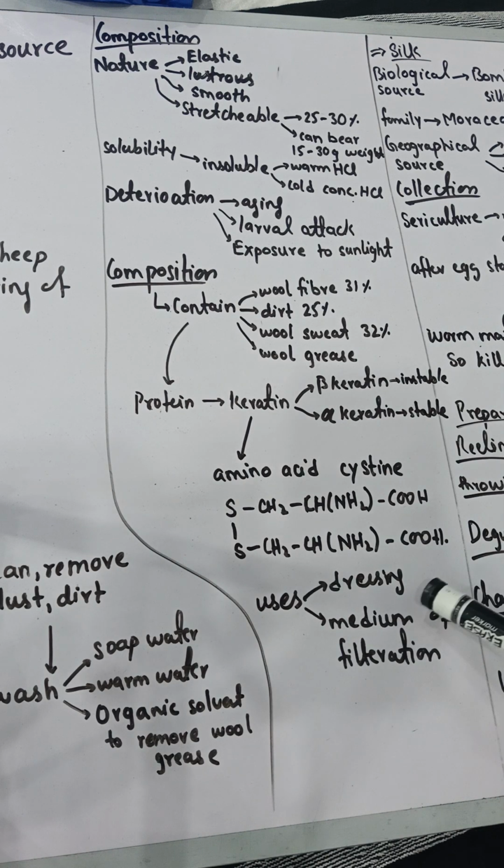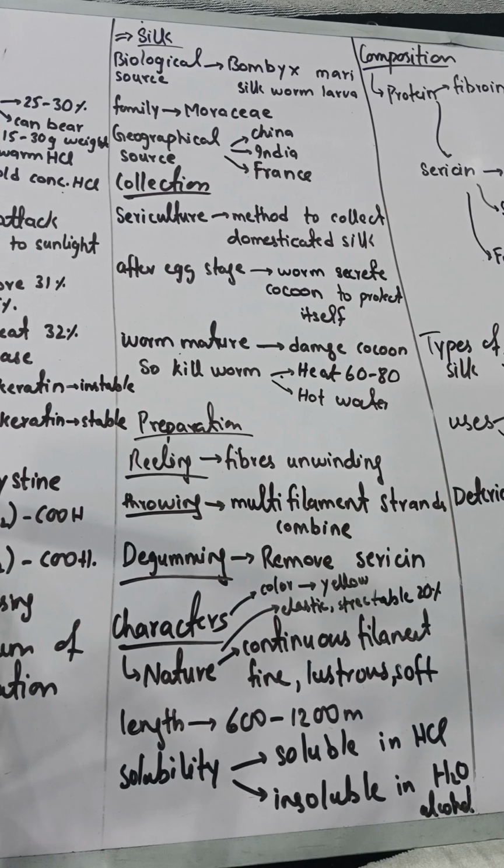What are the uses of it? It's used in dressings and as a medium of filtration. Now the second fiber which is obtained from the animal source is silk. Let's discuss silk.